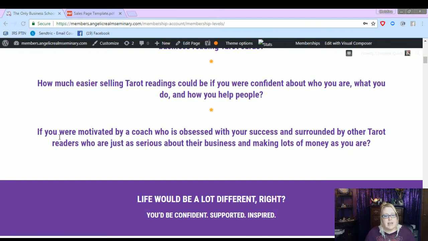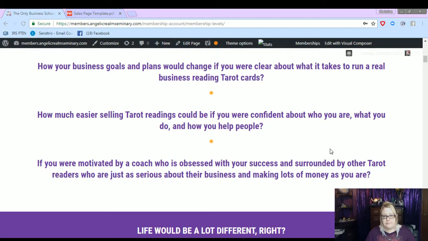And then last, if you are motivated by a coach who is obsessed with your success and surrounded by other tarot readers who are just as serious about their business and making lots of money as you are. And so that comes down to the support thing, right? So we're selling support, we're selling confidence, and we're selling knowledge. Does that make sense? Yeah, this will work for everything, Marissa. This will work for everything.